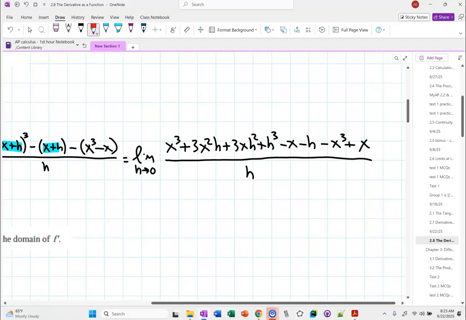So combining like terms, let's see, this guy and this guy, this guy and this guy. Yes, Caroline. Everybody happy? Okay. Notice everything left has an h in it, right? So let's do some reducing.